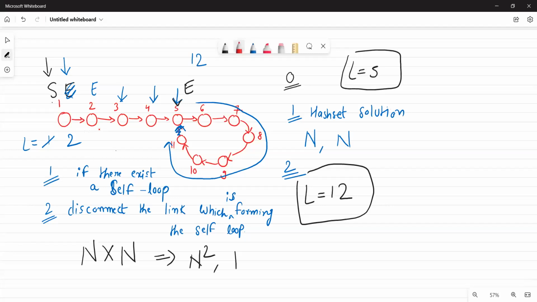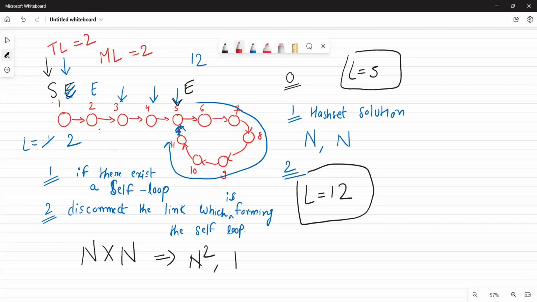I'm saying it's clear until 11. Until 11, you are maintaining a main length and a temporary length. Your main length here is 2. And when you start traversing from 1 to 2, again you will get your temporary length as 2. Both are matching. That means self loop doesn't exist. Clear? Same thing goes up to 11.